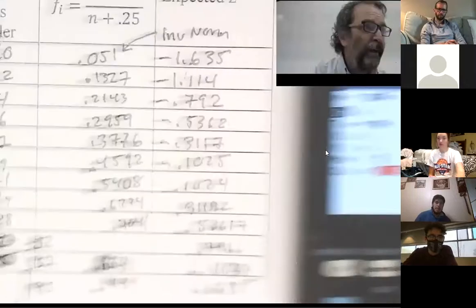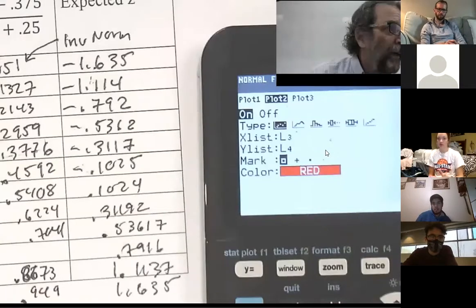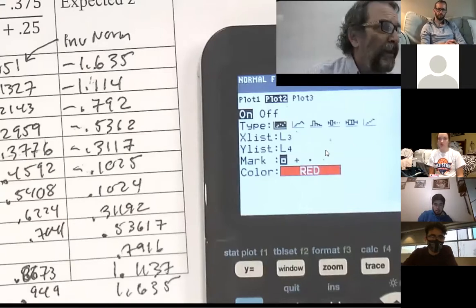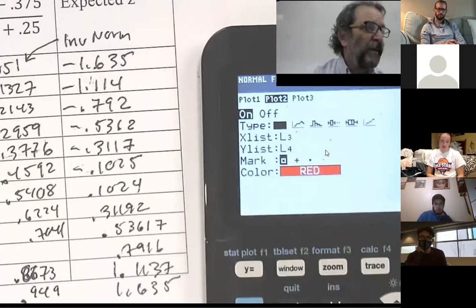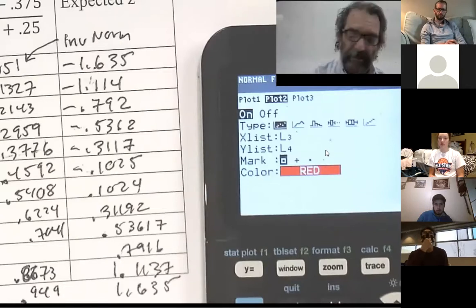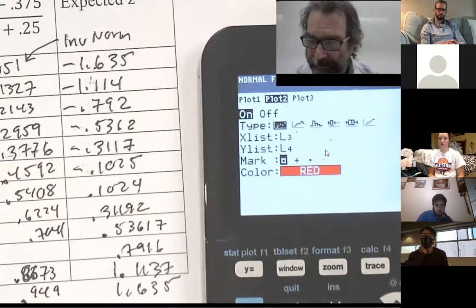So you have choices there for type of plot. The first one is a scatter plot. The second one is a scatter plot with the dots connected. The third one is a histogram. The fourth one is a box plot with outliers indicated. The fifth one is a box plot. The last one's normal probability plot. And if we just had the data, we would do that. We now created the values for the probability plot. So I'm going to select that one. That'll make a scatter plot.